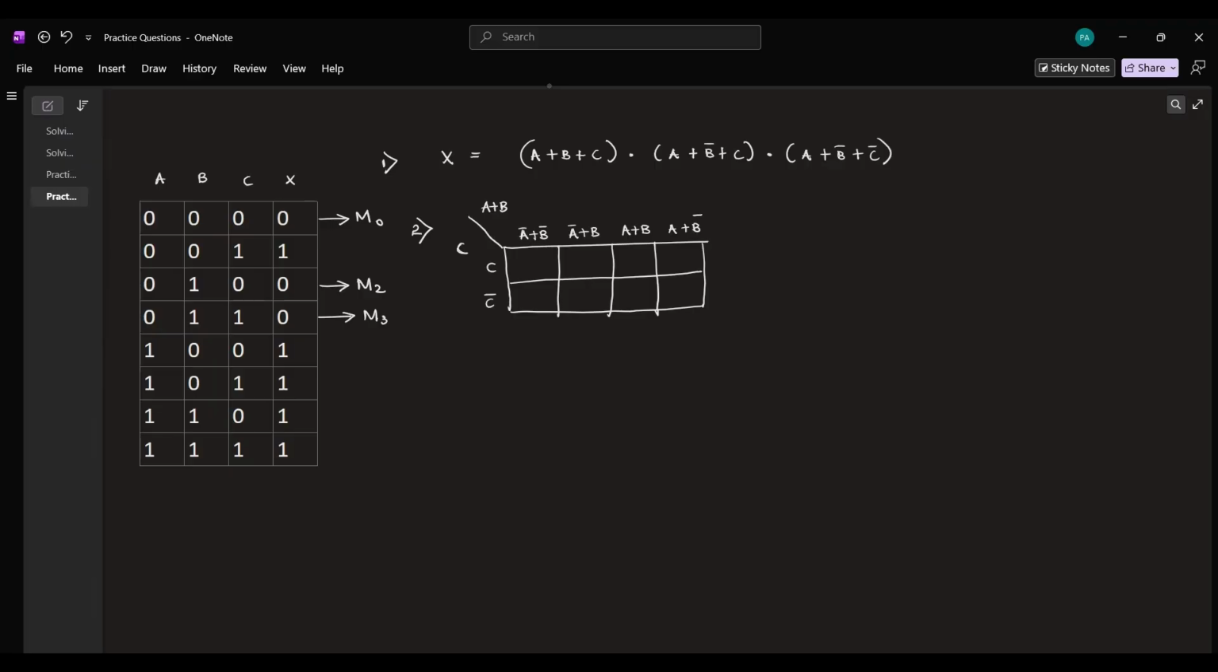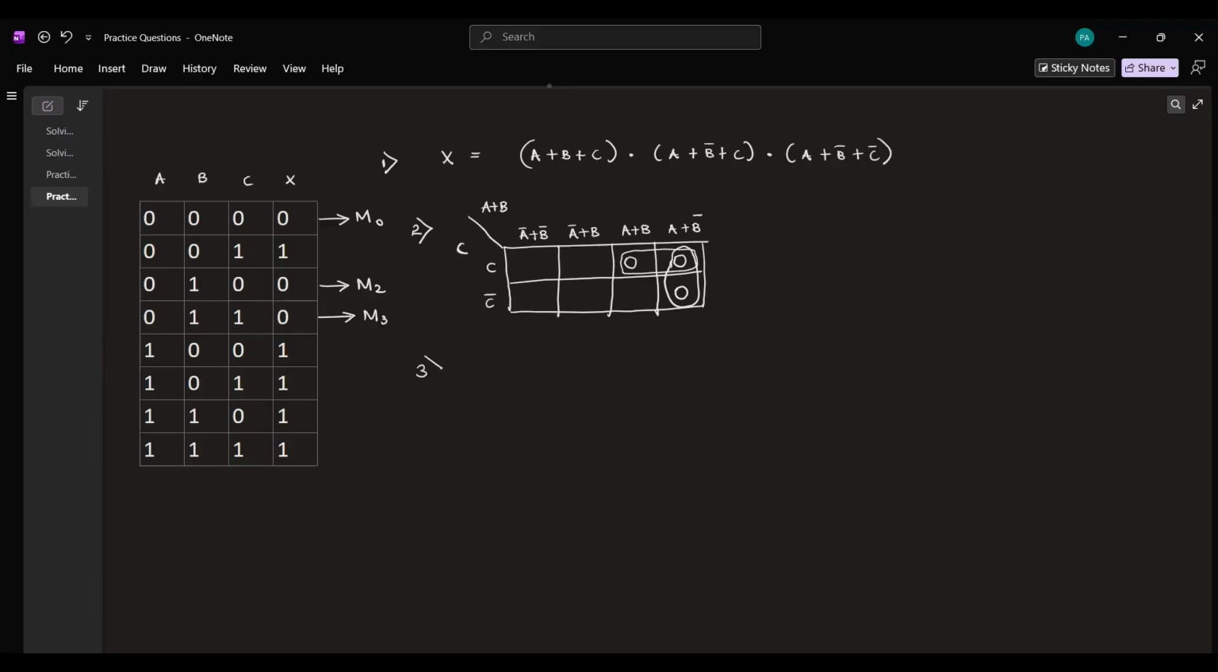A plus B plus C, let's plot here. A plus B bar plus C, so that will come here. And then A plus B bar plus C bar, so that will come where? Here. Now, here also we will need 2 groups, whether we like it or not. Why? All 0 should be covered. I mean, I can go for a 0 here, and then I can just group this one alone. But whenever you can go for a larger group, go for it. Okay, since overlapping is allowed, go for it.